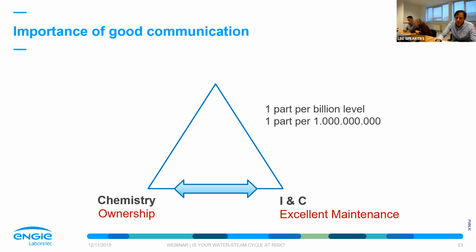But in fact, we see more and more that the online instruments are managed by INC, so by the instrument experts. So the purchasing, calibration, and maintenance are performed by another service. So it's very important that there is good communication and correlation between the activities done by INC and chemistry. And we see very often in power plants that the ownership is not well defined, and that it is somewhere in the cloud.